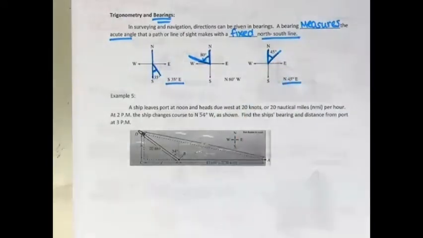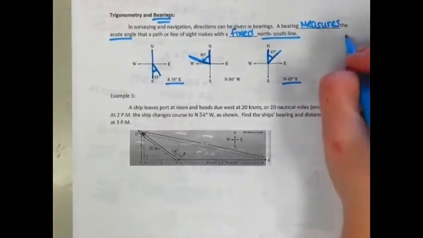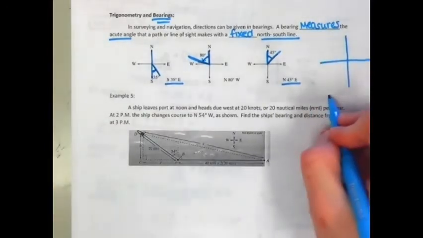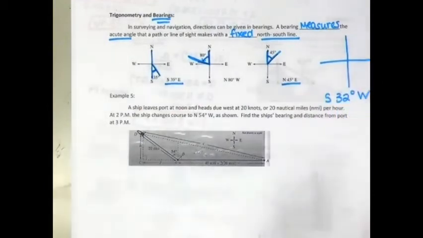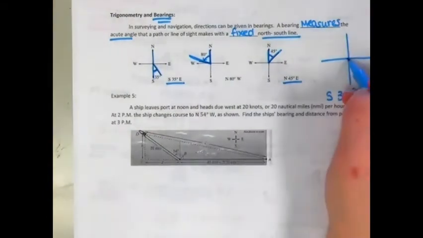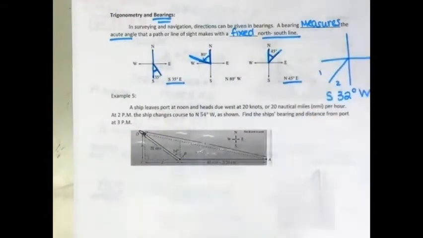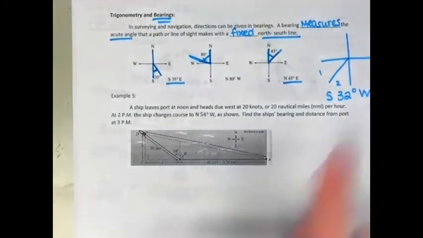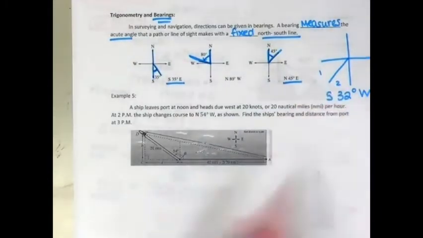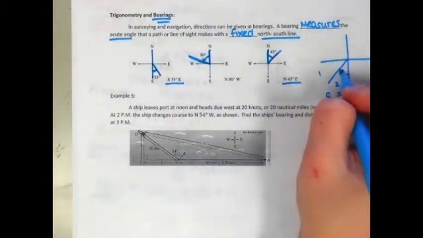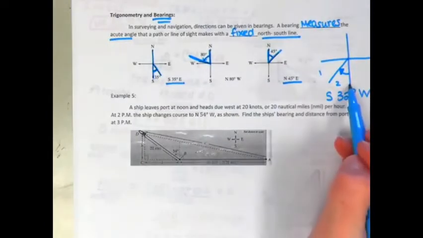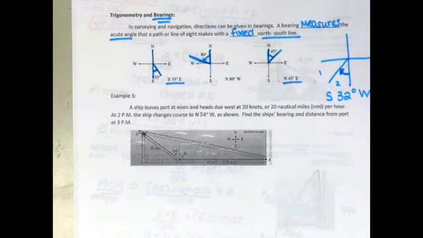What if it would be southwest? If we went south 32 degrees west, what quadrant would that be in? 3. And where would my angle be, in 1 or 2? Where would 32 degrees be, in 1 or 2? It would be in 2. Why? Because we always go from the south axis. So that's why it's 2 here. Does that make sense, Noah?